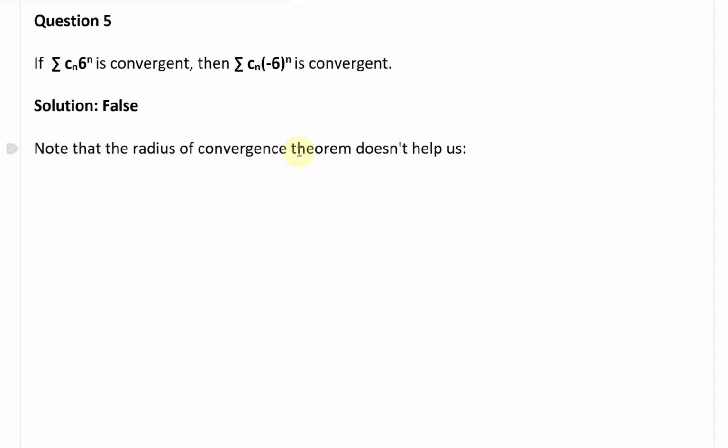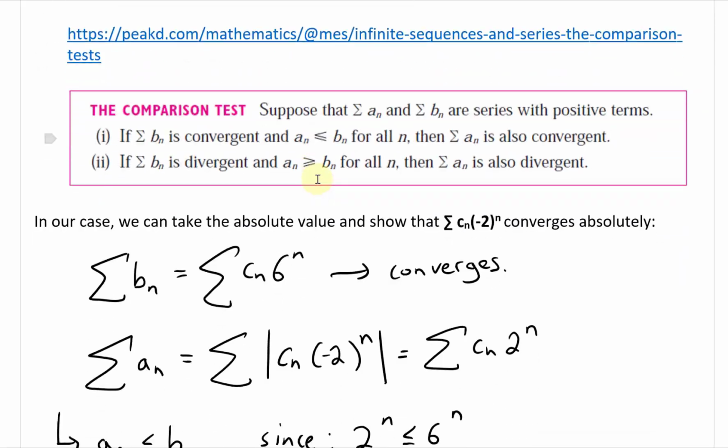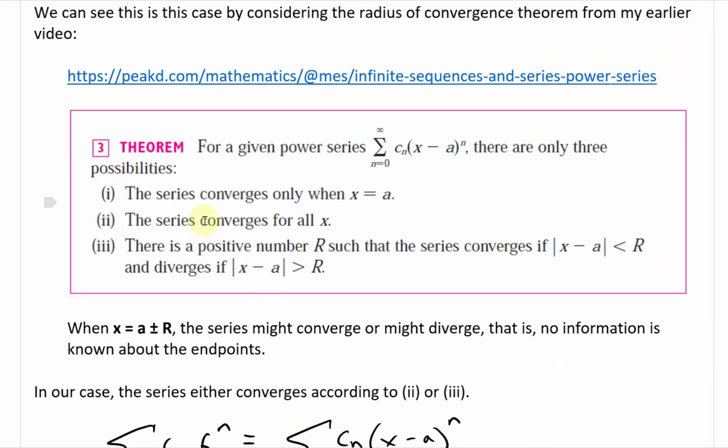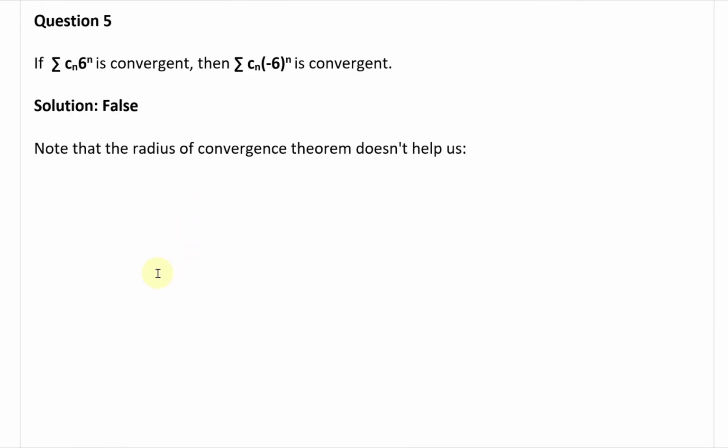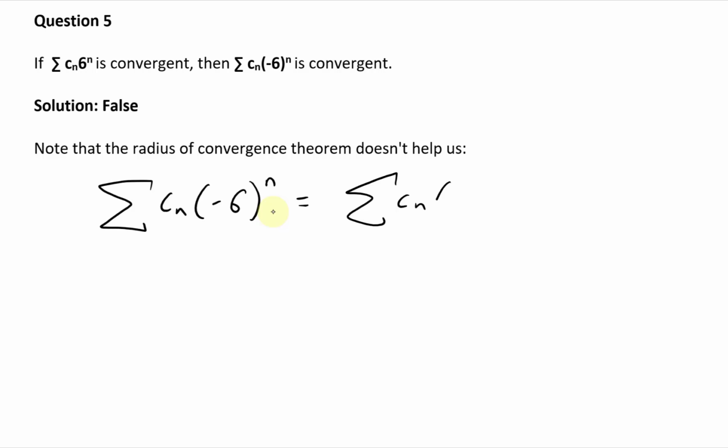So note that the radius of convergence theorem doesn't help us, so we can't look at this and get some useful info from it. Let's do that same stuff that we did before. Let's say we had the summation of Cn times 6^n. We already went over that one, so let's put the (-6)^n like that, and write this in the power series form. This is going to be Cn times (x minus a) to the power of n. So in this case, x is equal to negative 6, and a is equal to 0.